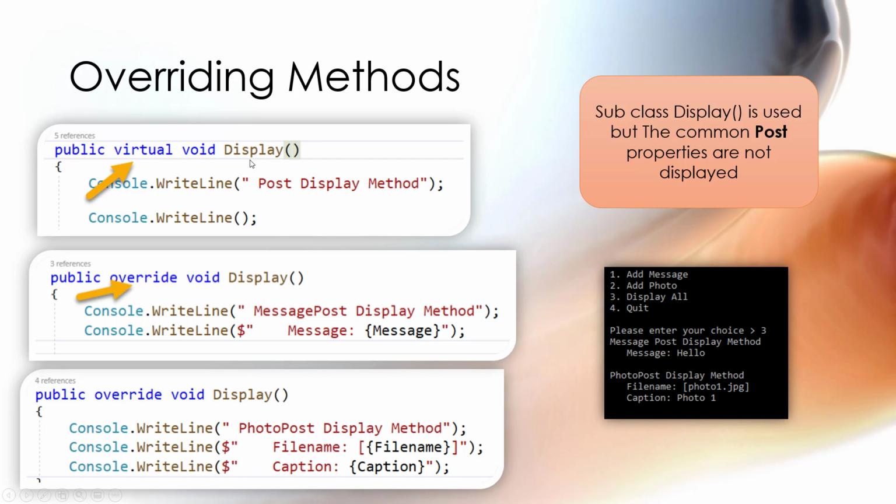So the base class display method must be labeled virtual. That allows it to decide at runtime which of these other display methods it wants to use. This is an example of polymorphism. Three different methods, all with the same name, all with the same parameters. But if we do this, we'll be disappointed again, because the MessagePost will just print out the message, the PhotoPost will just print out the file name and caption, because neither of which will use the base class's display method.